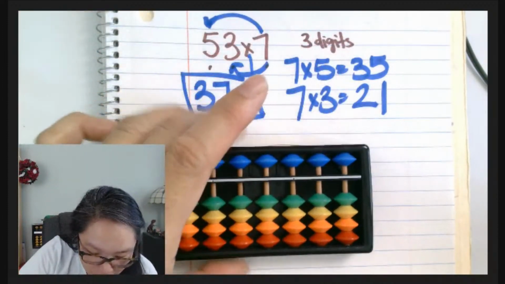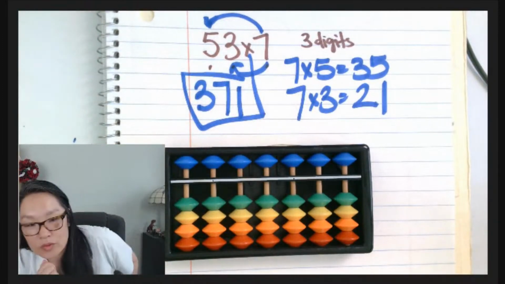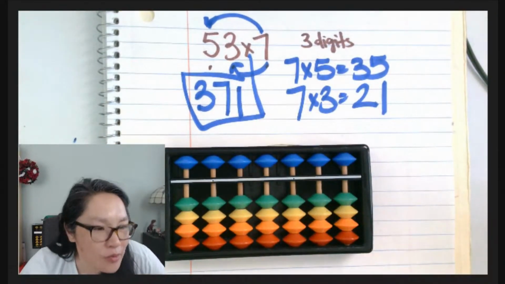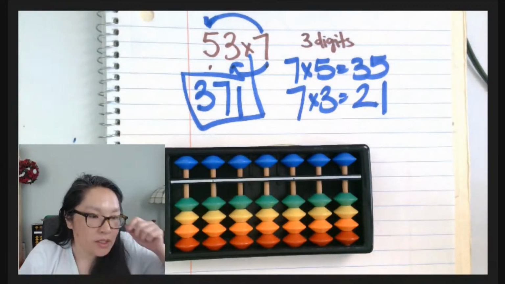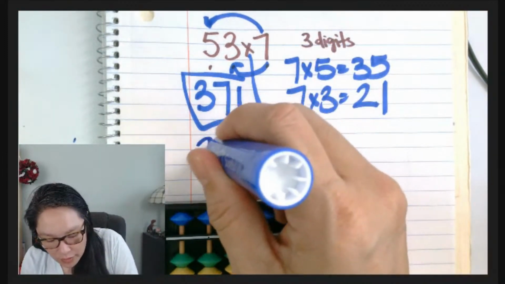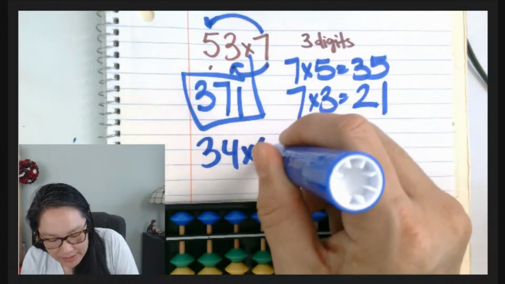Right. So we can do more multiplication because it seems like everybody was really interested in multiplication. So the first thing we're going to do is we could do 34 times 6.